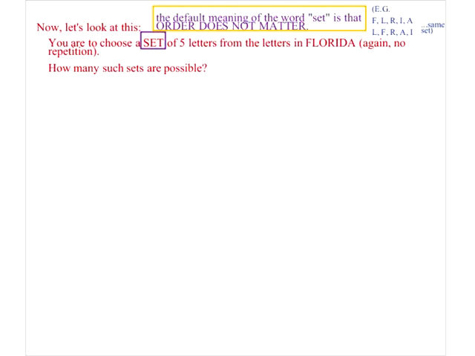In the first Florida problem, you calculated the number of codes in which order mattered. Now we're doing sets in which order doesn't matter. Which number should be greater?